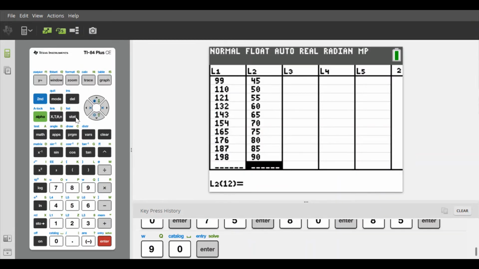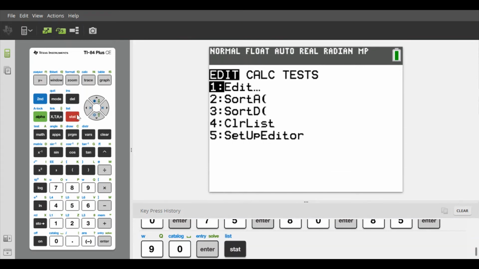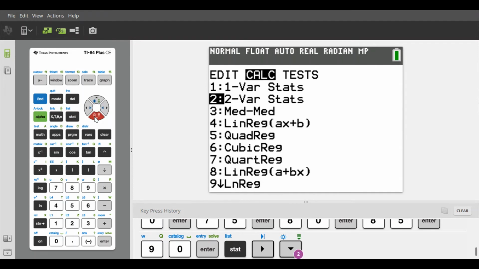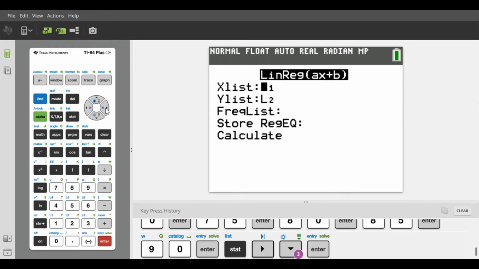Alright, so we're over at the calculator. I typed both of my lists in. If you need to pause and do so, please go ahead and do that. I'm going to hit Stat Calc and go ahead and run the linear regression on it.